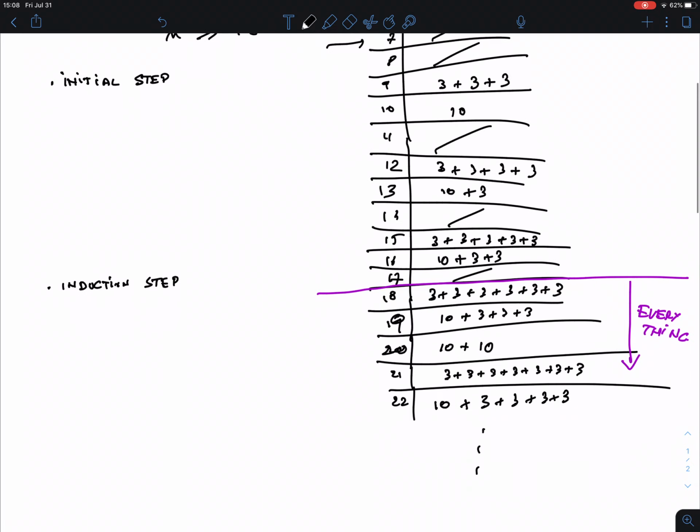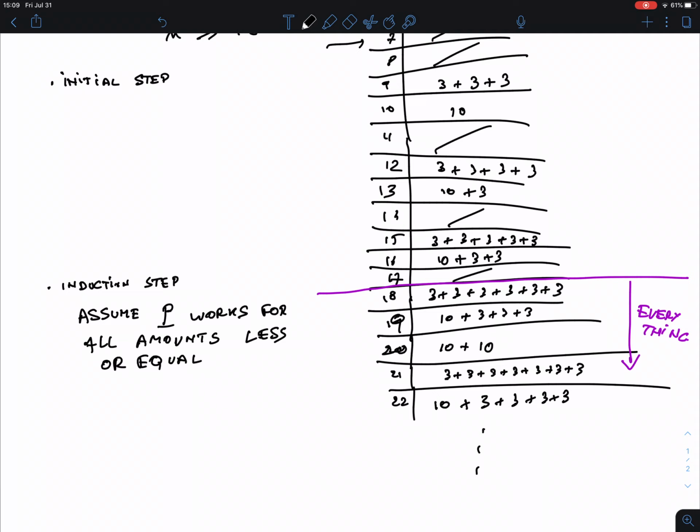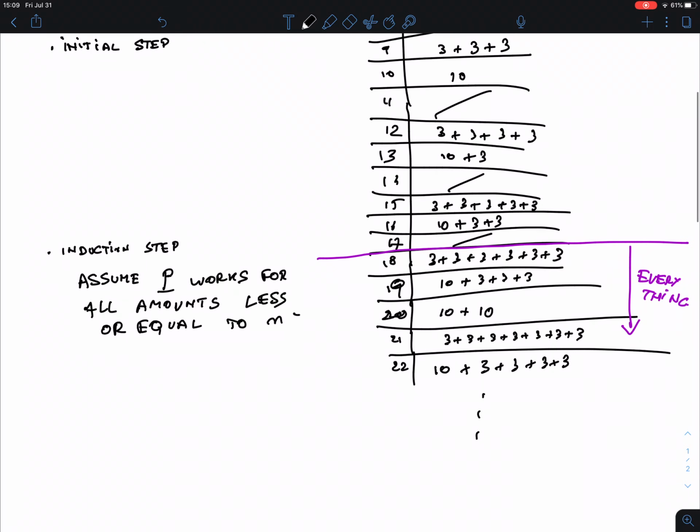The induction step says that, assume P works for all amounts less or equal to n. I introduce that for all k, so for all amounts that are bigger than 18, of course, because I know that there are some amounts where it doesn't work. Okay? So assume P works for all amounts less or equal to n, but n has to be, sorry, I'm saying it slightly wrong. It's for all amounts less or equal to n, and at least 18. So that's what I wanted to say.